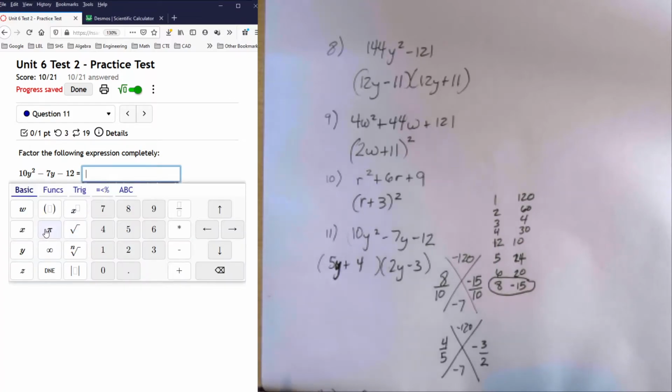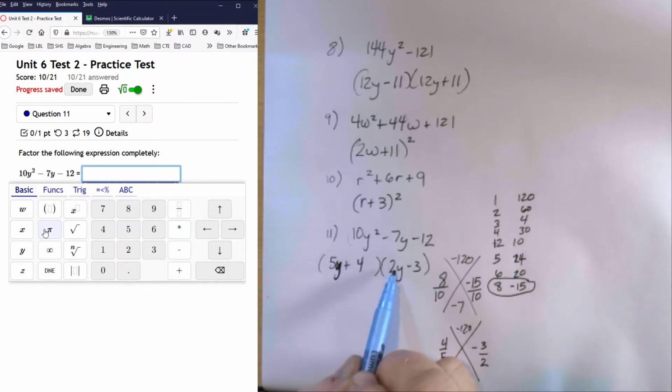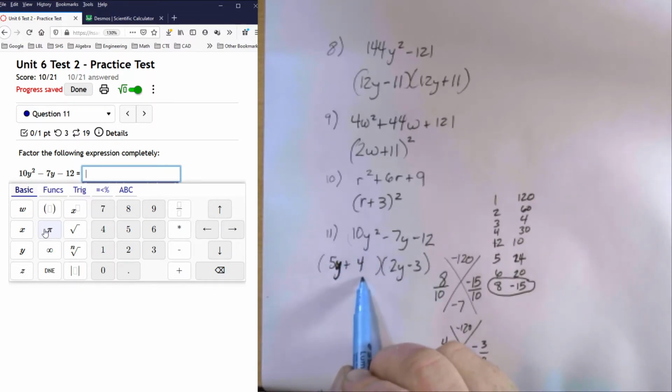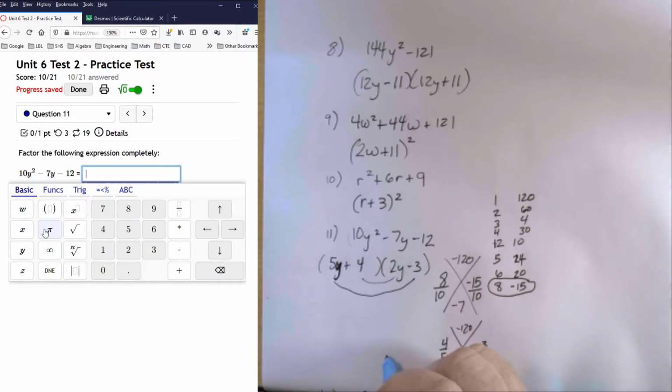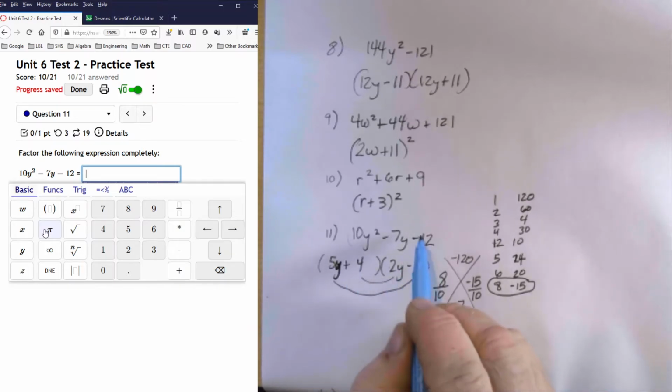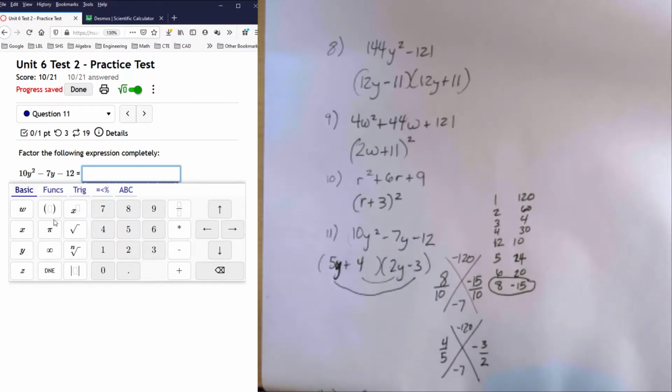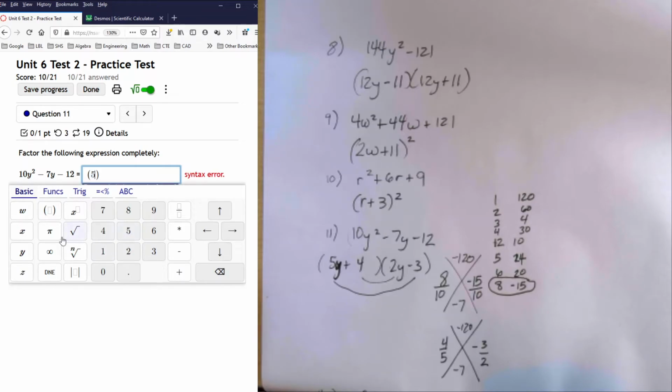And we can take a couple of seconds here and just verify that. So 2 times 5 gives me 10y squared. And then if I multiply those, I get positive 8. If I multiply those, I get negative 15. And so negative 15 plus 8 gives me negative 7. And then 4 times negative 3 gives me negative 12. So that looks like that works. And so I've got 5y plus 4, and I'm using y's here. Okay. And 2y minus 3.